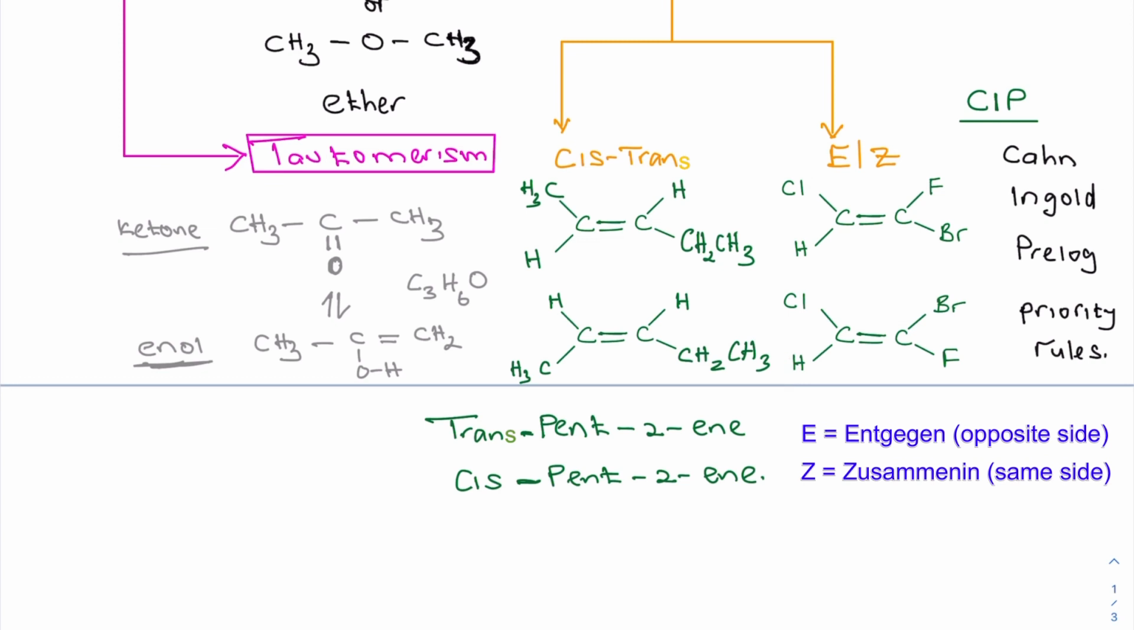If the higher priorities are on the same side, then it's a Z isomer. Z stands for zusammen, and if the higher priorities are on the opposite side, then that's an E isomer, and E stands for entgegen, which means opposite side.